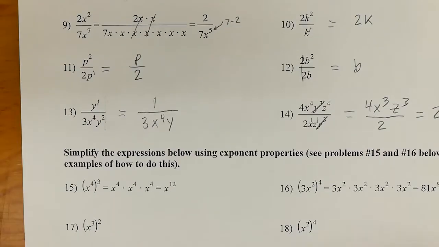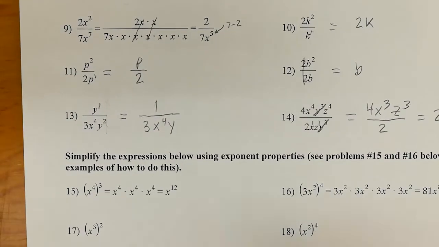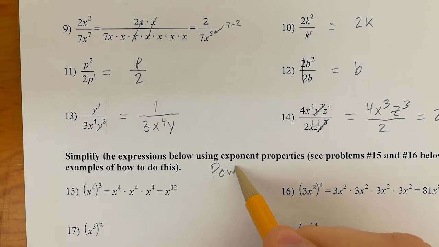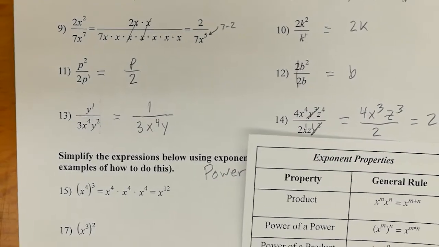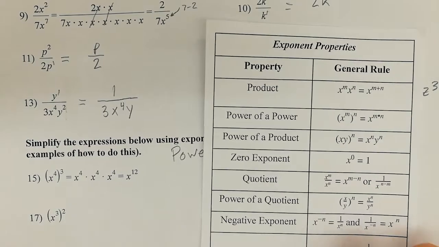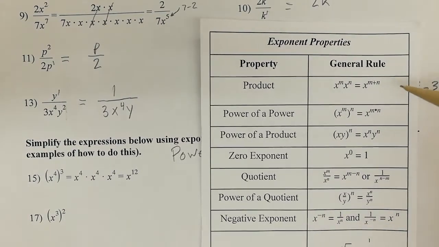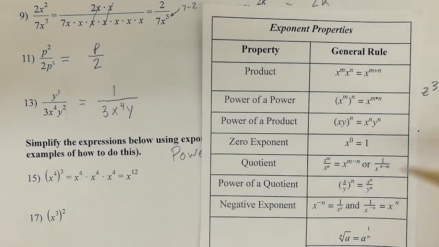All right, down below here, this is all about the power rule, okay? Or sometimes it's called power of a power. Let me quickly go through. These rules are all on this little reference, okay? So this sums up, we did the product rule, right? We did the quotient rule, kind of skipping around here a little bit. So here's the quotient rule.